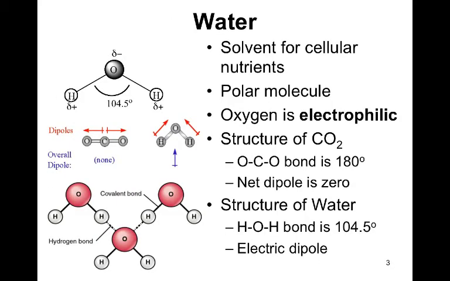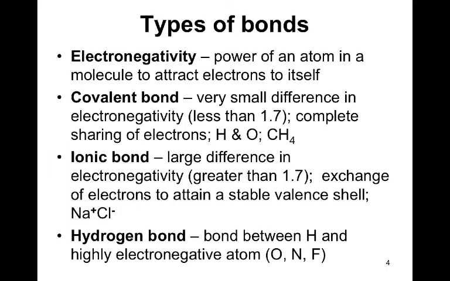Now let's take a look at different types of bonds. In order to further understand these bonds in water and why oxygen pulls the electron towards itself, we first need to understand the concept of electronegativity. Linus Pauling, the scientist who identified electronegativity, described it as the power of an atom in a molecule to attract electrons to itself. Basically, the electronegativity of an atom is its ability to attract electrons towards itself when it bonds to another atom.